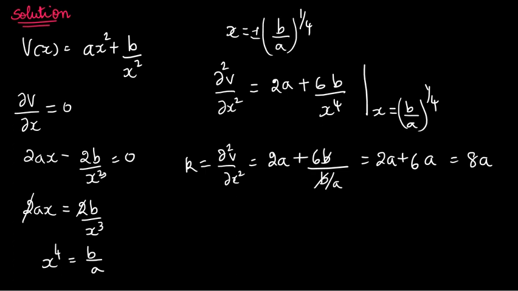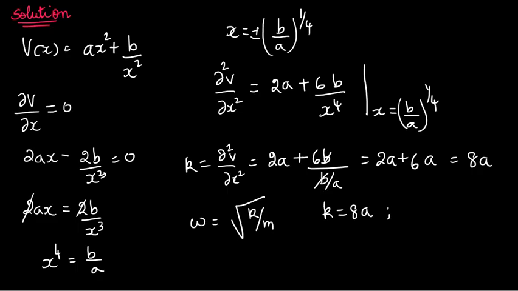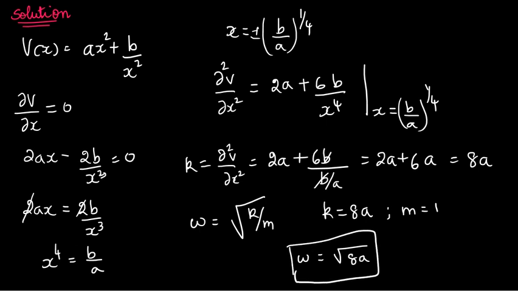So the next step is to find the omega, which is root over k by m. I know my k is 8a, and if you see the question, we have unit mass given. So m will be 1. So my omega at the end will be root over 8a. So this is my angular frequency.